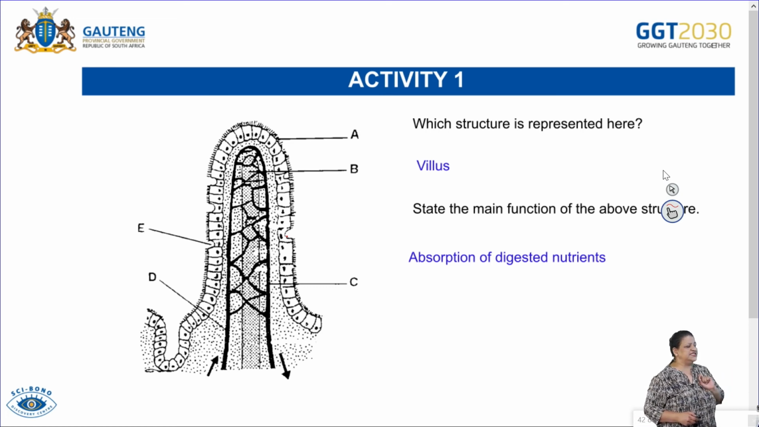You can see C is a blood capillary. You can see that this one's coming in. It's an arteriole. It's coming to the villus. This one leaving is a vein. It's going to take away the absorbed food.